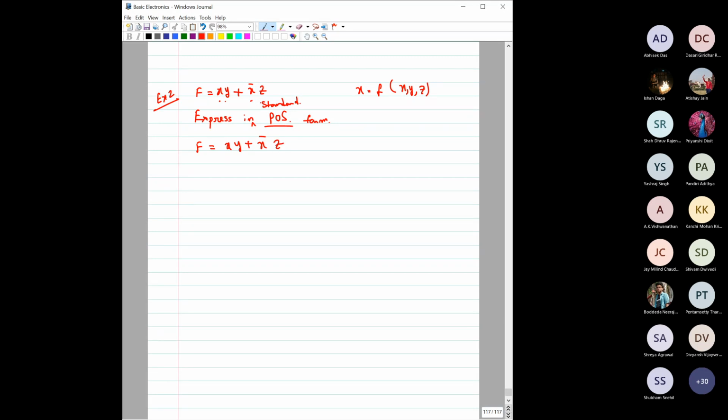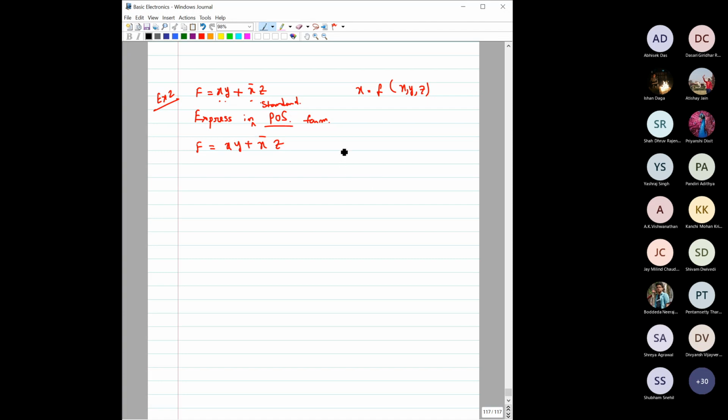Sir, first we can calculate the SOP and then we can convert it. You want to calculate the SOP first and then convert it. Yeah, that is possible. Any other way? Sir, we can add z bar and y bar. Yes, that's what your friend has also suggested, I guess.